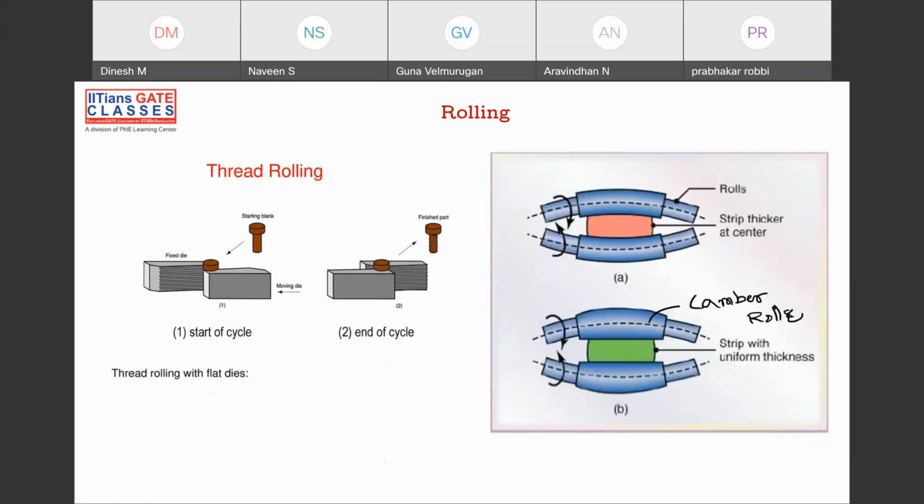So what are the other things that we can do with rolling? Not only can a lathe machine perform the threading operation, even rolling can be used to make threads. See, that is what we have seen here. If you see here, this is a fixed die, and you have some threads printed on this die, and the other part will be like that only. And if you put a bolt starting blank like this and then roll it, just move this thing. Okay.